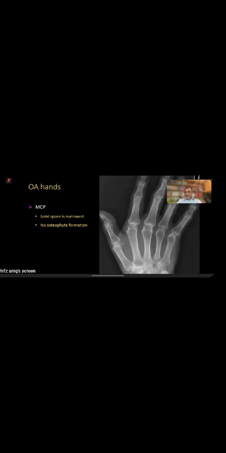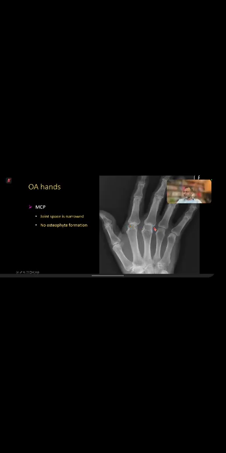Now, as I mentioned, it can involve all the MCP joints, but mainly the second and third MCP joints. But the most important thing is that there is no osteophyte formation. Okay, so joint space is reduced. Again, asymmetrical joint loss. Joint space is relatively preserved here, but on this side, on the radial side, it is completely gone, but no osteophyte. This is a hallmark of osteoarthritis.